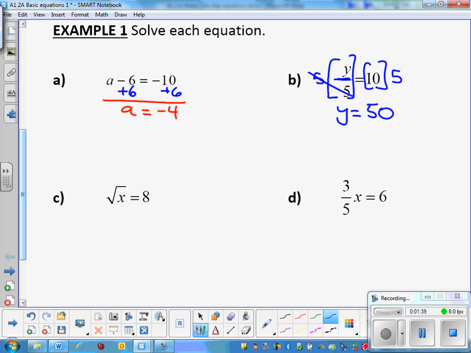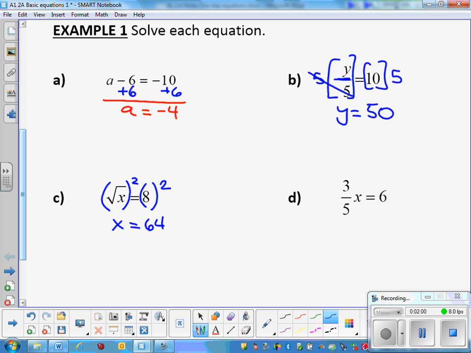C, if I have the square root of X is equal to 8, and I have the square root, so to undo it, I'm going to square both sides. So the square root of X squared is X, and then it's equal to 64.